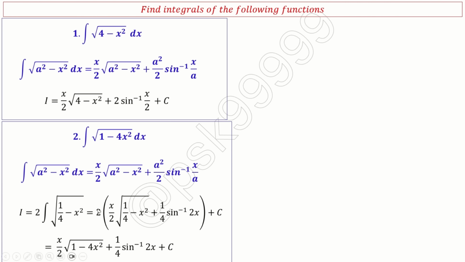Next, exactly the same. It is in a square minus x square form. So to get that, first I will take this coefficient out. I took 4 out, so square root of 4 is 2. So 2 is out. This will become integration of square root of 1 by 4 minus x square. Now I will apply my formula here, 2 times this formula. This is the final answer then. Okay. Next.